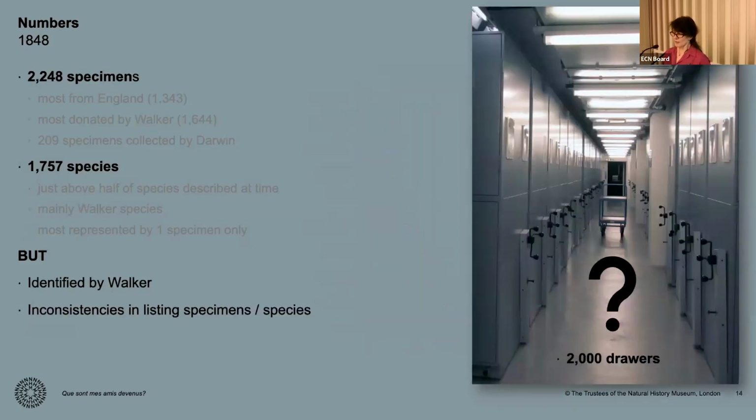So these numbers, both for specimens and species, have to be taken with a pinch of salt, because all the specimens, or the vast majority of the specimens, were identified by Walker, and we have good reason to think this might not always be reliable. And also there are these inconsistencies in the listing of specimens. In quite a few cases, the entry in the catalog is for just 1 specimen, and it's obvious from the material there was in fact more than 1 specimen. So the number of 2,248 is to be taken as a minimum number.